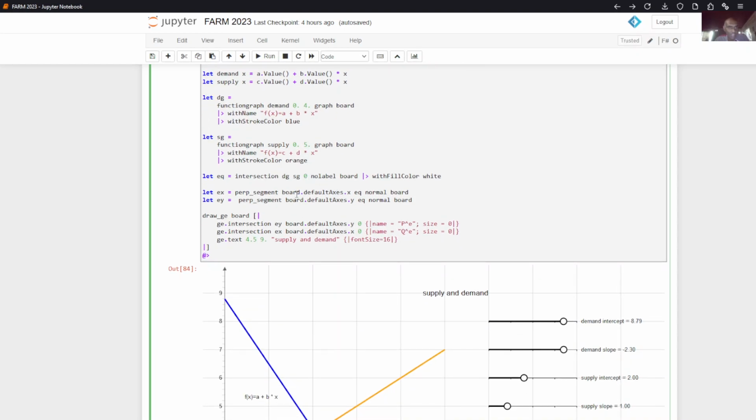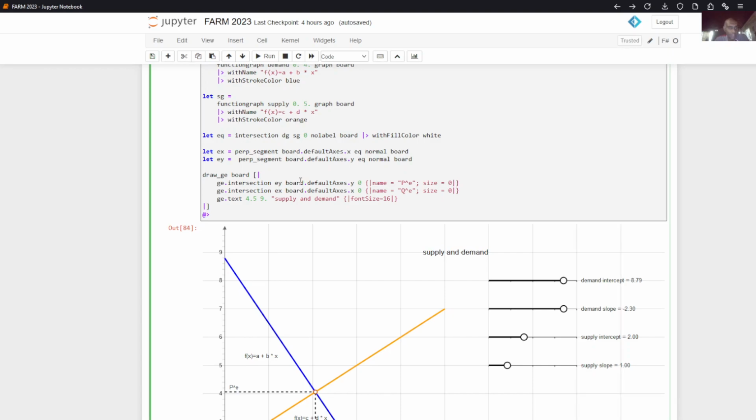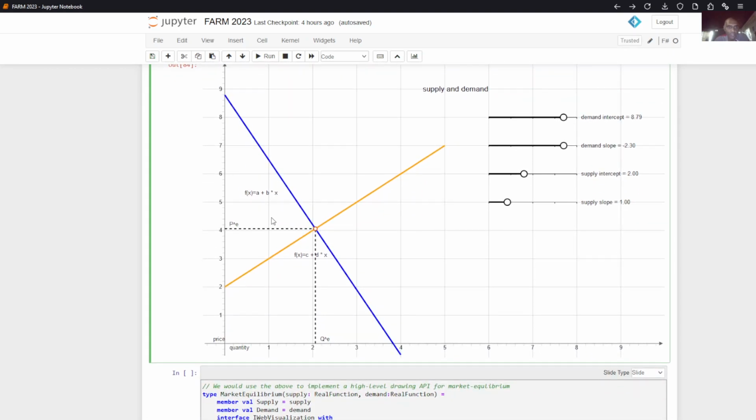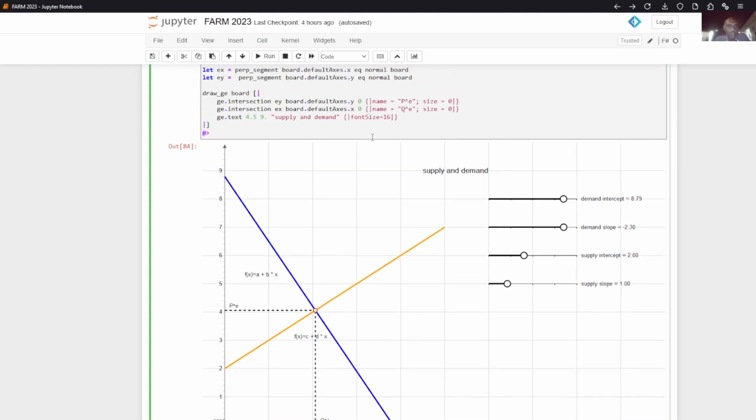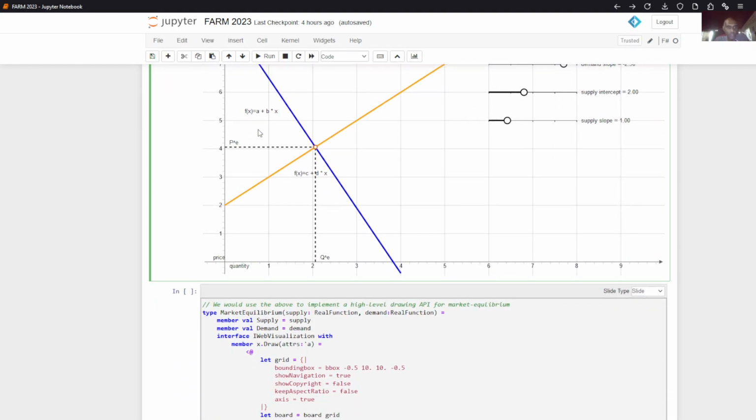So once we have all the elements we require, we just render that to the board, and this is the output that we get. And all of this is done inside Sylvester. We don't have to switch to JavaScript to be able to do this.